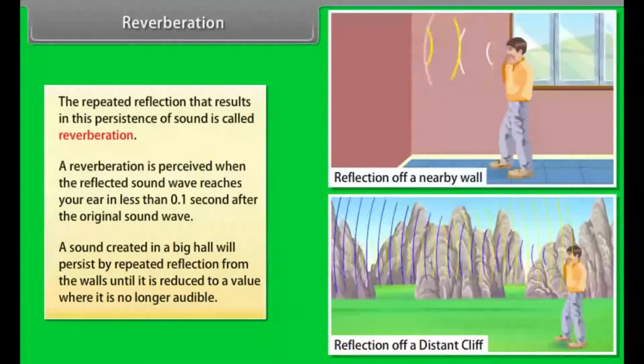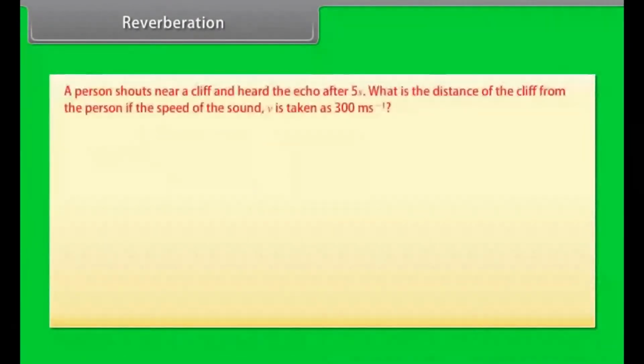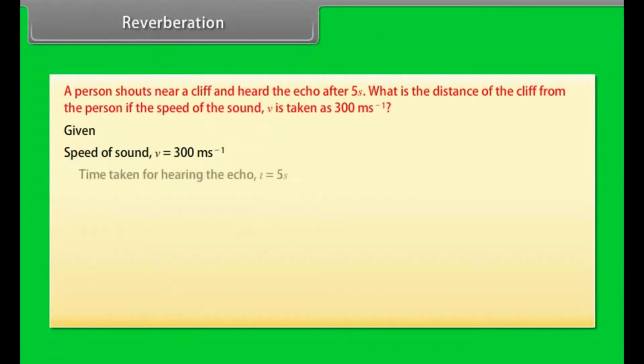Let's now solve a problem. A person shouts near a cliff and hears the echo after 5 seconds. What is the distance of the cliff from the person if the speed of sound, v, is taken as 300 meters per second? Given that the speed of sound v is 300 m/s. Time taken for hearing the echo, t, is 5 seconds.